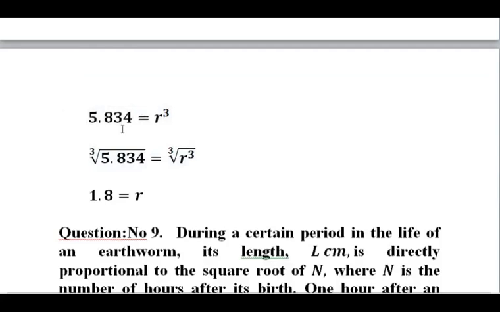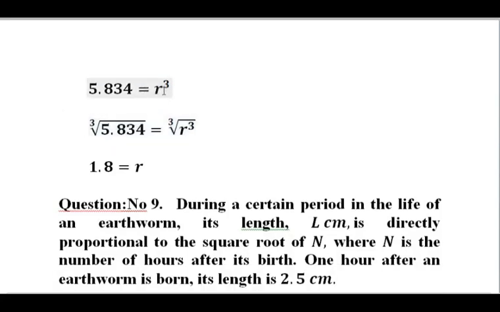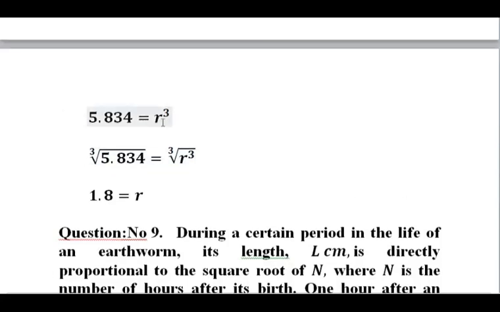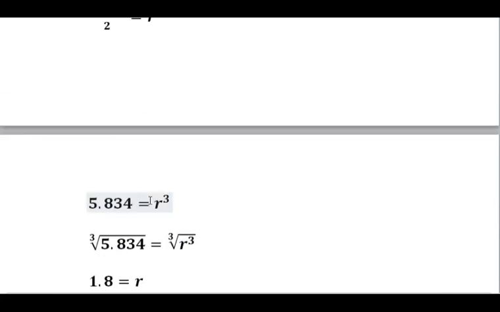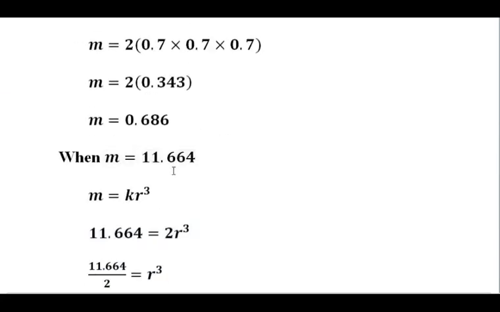So taking cube root of both sides, because we want to eliminate this cube from the right side. Cube root of 5.832 equals cube root of r cube. So the cube root of this value with the help of a scientific calculator is 1.8, which is the required radius of the sphere when its mass is 11.664 gram.